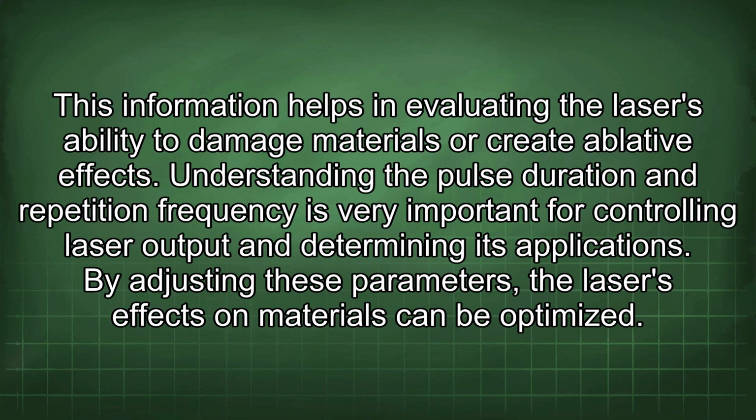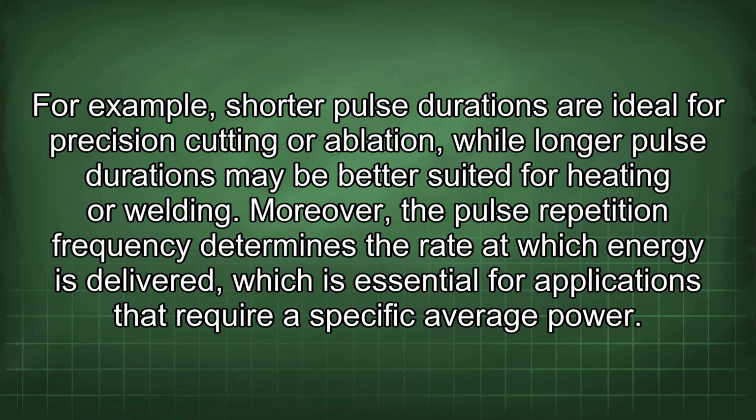This information helps in evaluating the laser's ability to damage materials or create ablative effects. Understanding the pulse duration and repetition frequency is very important for controlling laser output and determining its applications. By adjusting these parameters, the laser's effects on materials can be optimized. For example, shorter pulse durations are ideal for precision cutting or ablation, while longer pulse durations may be better suited for heating or welding. Moreover, the pulse repetition frequency determines the rate at which energy is delivered, which is essential for applications that require specific average power.